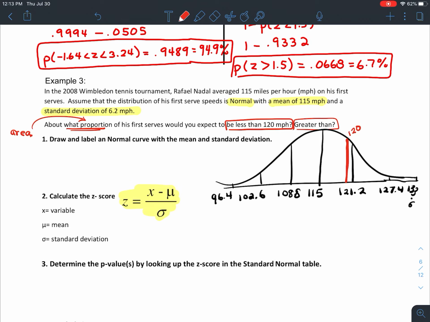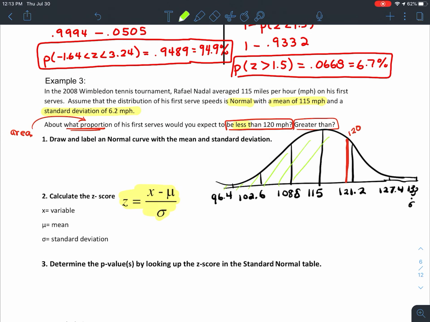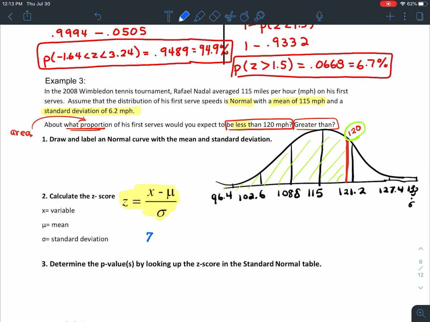That's where 120 is. Now it was asking for what's the probability, first of all, that his first serves are going to be less than 120 miles per hour. Initially we're talking about the shaded area to the left, so I want to change this 120 into a z-score. That's what number 2 is telling us to do. We plug 120 in for the x, subtract the mean of 115, divide by the standard deviation of 6.2. That means the z-score for a 120 mile per hour first serve is 0.81.